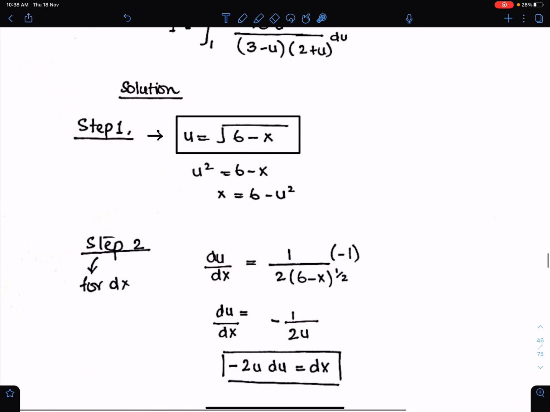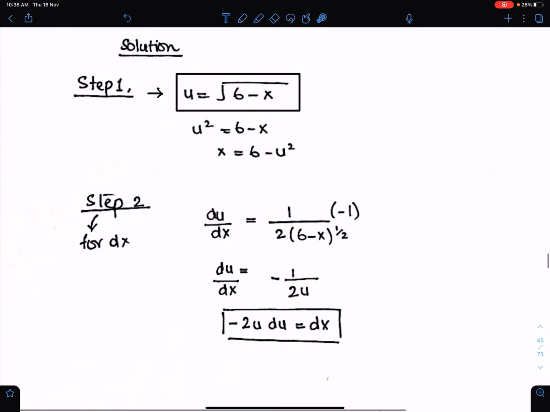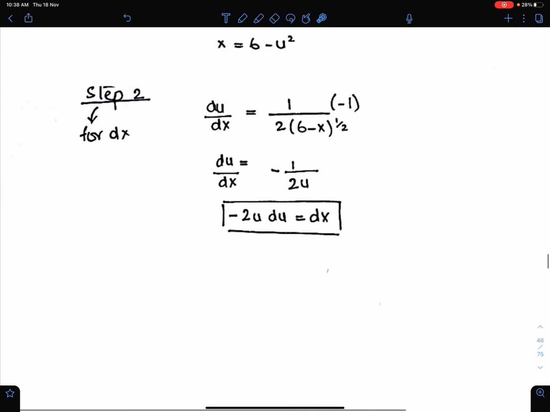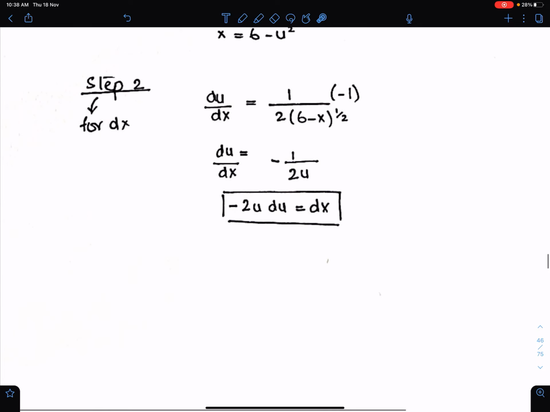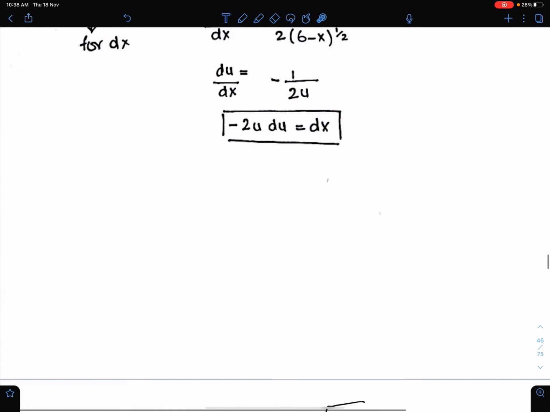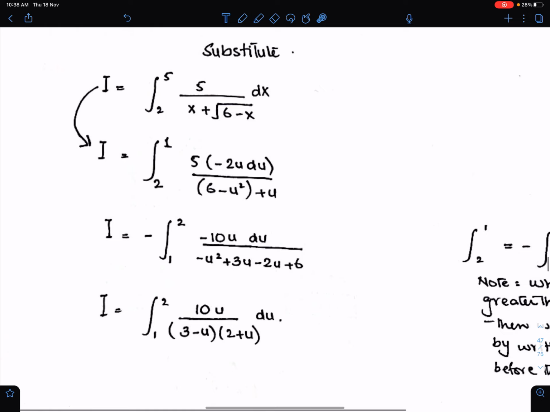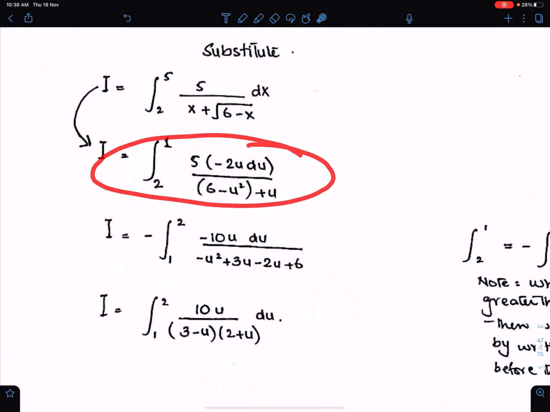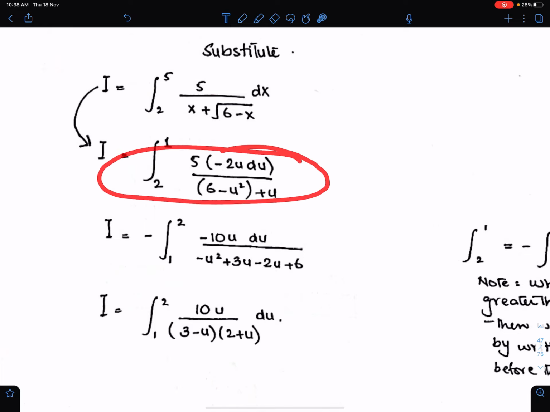Sometimes you have to make x the subject. It depends on the question. If the question is difficult, then you have to readjust this given substitution. So x is 6 minus u squared, and this under root 6 minus x is u. So we have substituted everything into this integral. Now we just need to simplify this.